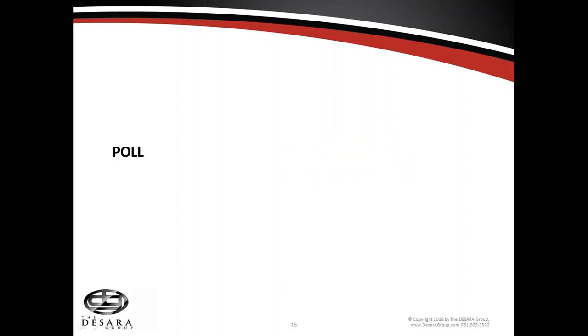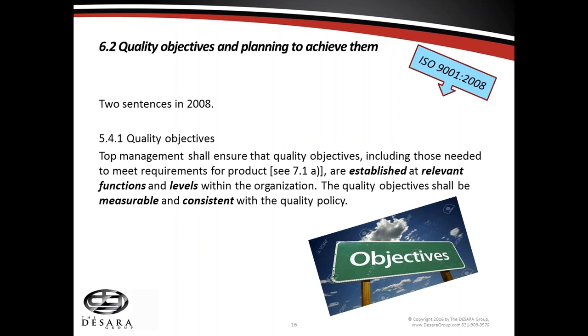All right, let's head on over into the actual requirements. In 5.4.1 of the old standard, we had two sentences that talked about quality objectives. It basically said top management shall establish them at relevant functions, relevant levels, and they shall be measurable and consistent with the quality policy. And that basically was it. 2015 has definitely put more teeth into them. Remember here we're talking about objectives. We're not talking about goals. And so that's significant for us.